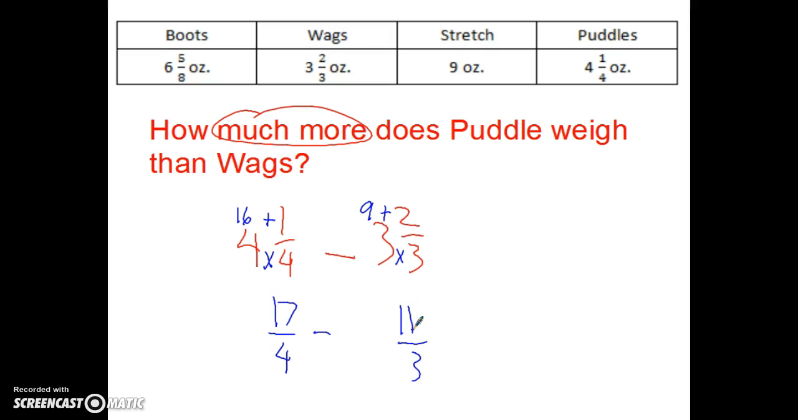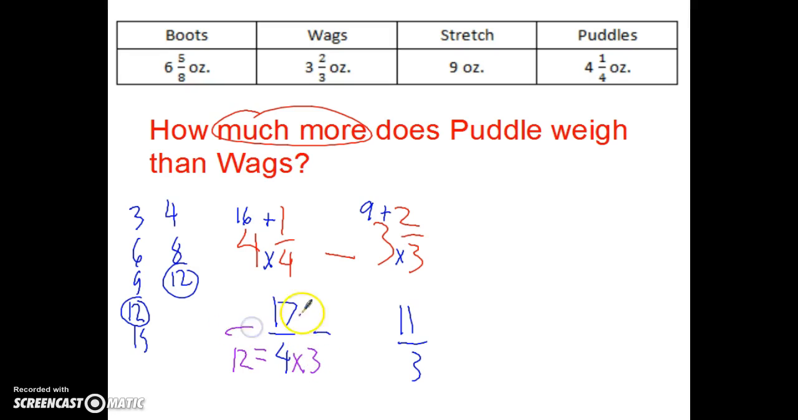I need to find the LCM, the least common multiple, to get my denominator. So if I count by 3s: 3, 6, 9, 12, 15. Count by 4s: 4, 8, 12. And right there I see I want to change them both to 12ths. So what do I have to do to this one to get 12ths? 4 times 3. So I'm going to take the 17 times 3, which ends up being 51. So I've got 51 twelfths here.